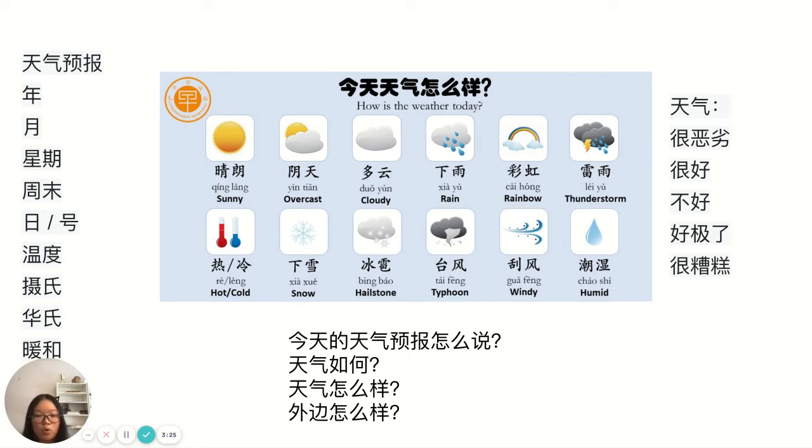And then 周末 is weekend, and then there is 日 and 号, which is the day. They're interchangeable. So to say it, you just say the number of the date, and then you end with 日 or 号. So if it was the 30th, you can say 30日.